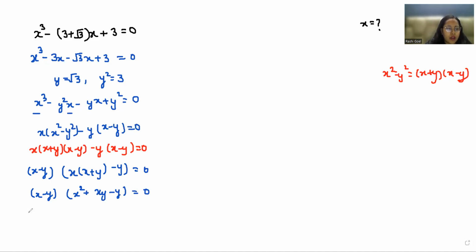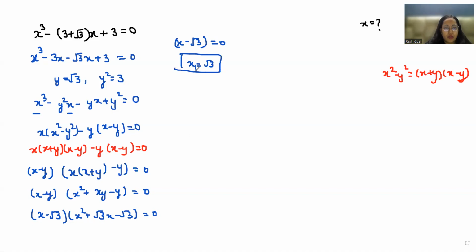Now I put the values again. y is square root of 3. Now our first root is x minus root 3 is equal to 0. So x is equal to root 3. This is the first value of x.